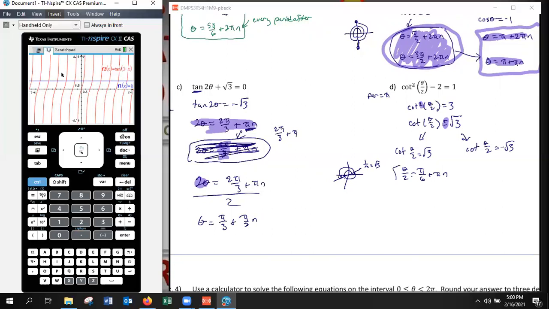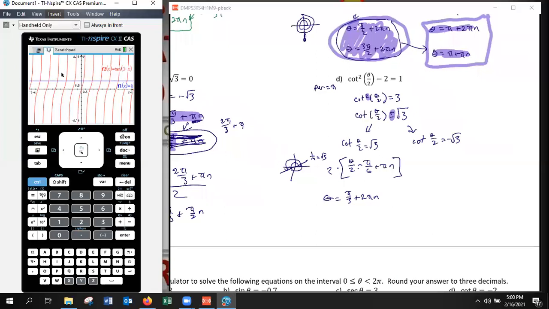So now, in order to solve for theta, though, I have to multiply by 2. So theta is going to equal 2 pi over 6, which is pi over 3, plus every 2 pi n afterwards. But wait, there's more.